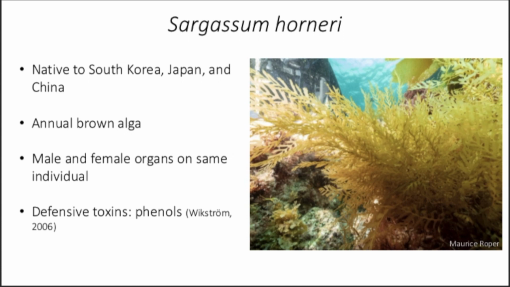It also is a brown alga, therefore it contains these defensive toxins known as phenols. An example of phenols on a terrestrial level would be salicylic acid, which is found in willow trees. So these brown algae contain a variety of these phenols that can have various effects on different organisms.